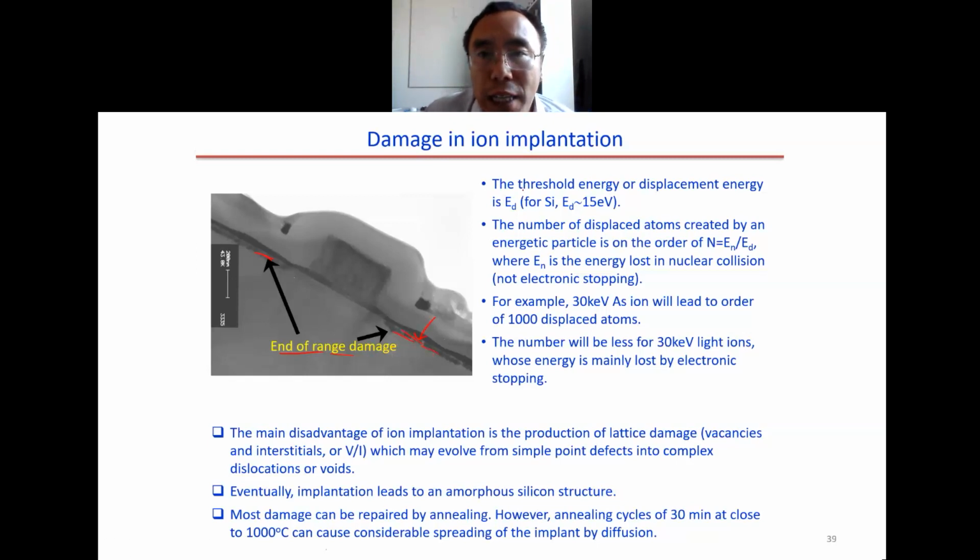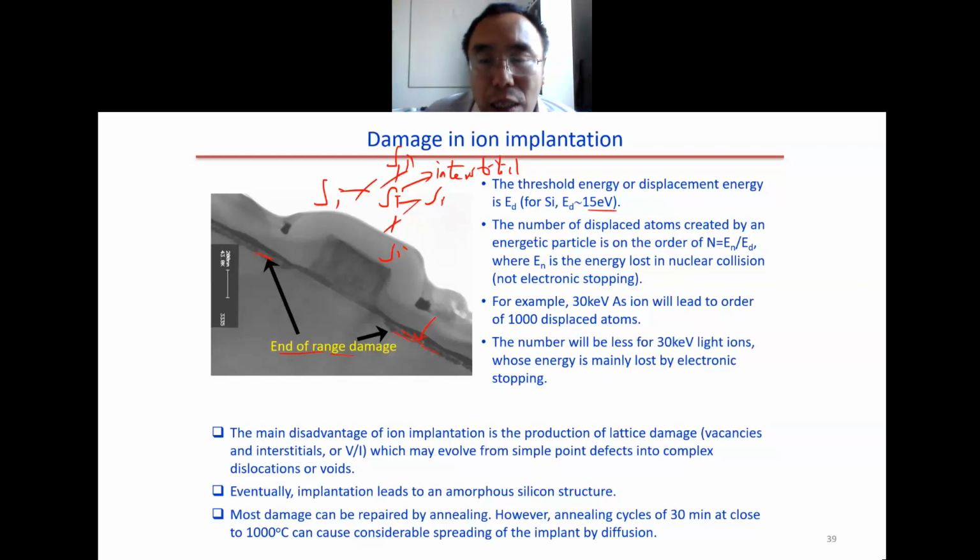So the threshold energy for displacement is Ed. For silicon, this is 15 electron volts. For silicon, we have 4 bonds. So we need to break the 4 bonds in order for this atom to become an interstitial. So we need to break the 4 chemical bonds, and the energy is about 15 electron volts.